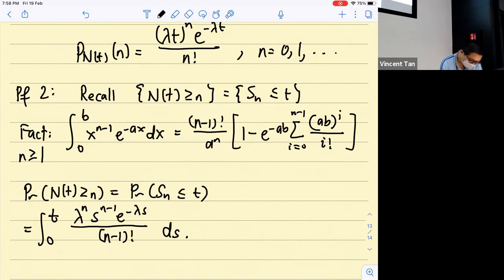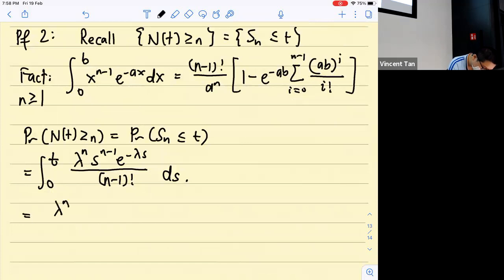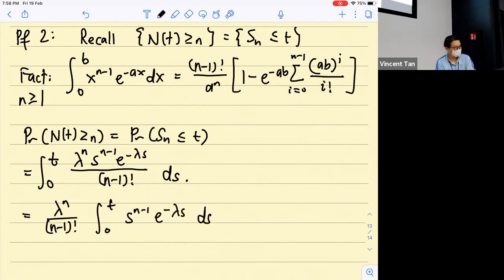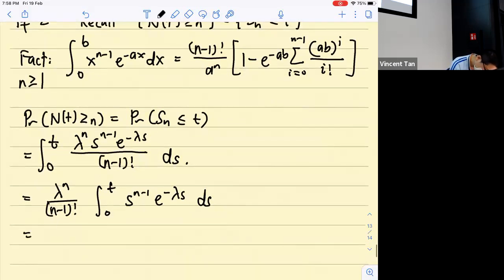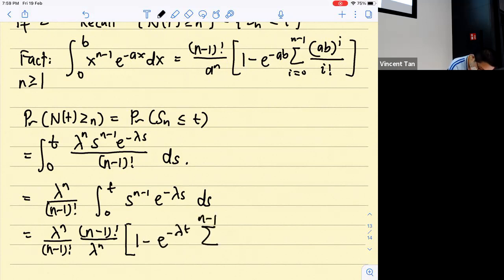All right. So these things are constant. Lambda^n over (n-1)! is constant. And this part here requires our fact. Just plug in the fact. So the fact is very convenient. After you use the fact, you will have this part here, (n-1)! over a^n. The a is actually lambda, so we have this cancelling very beautifully. See, beautiful cancellation. And we get 1 minus e^(-lambda t) times the sum of (lambda t)^i over i factorial, i equals 0 up to n-1.